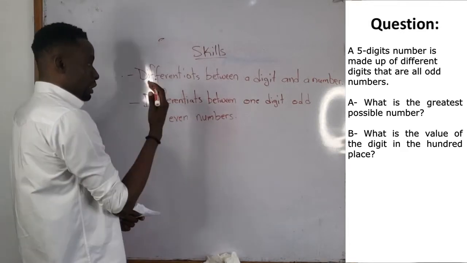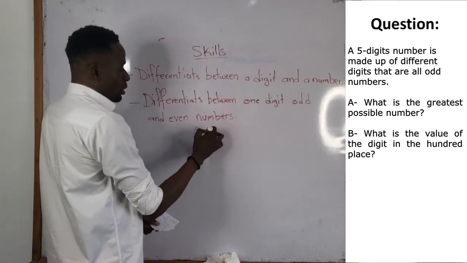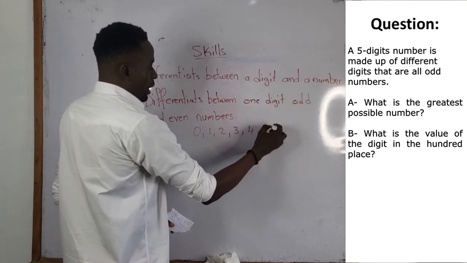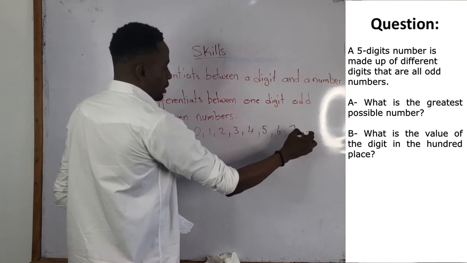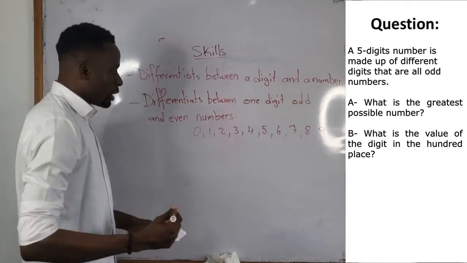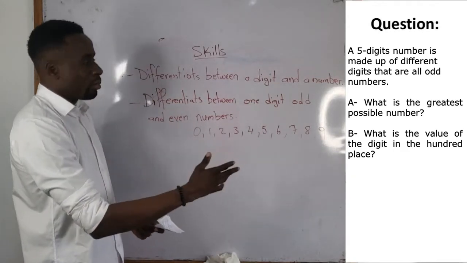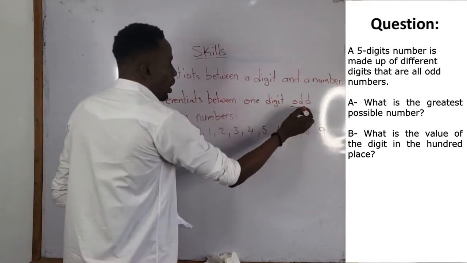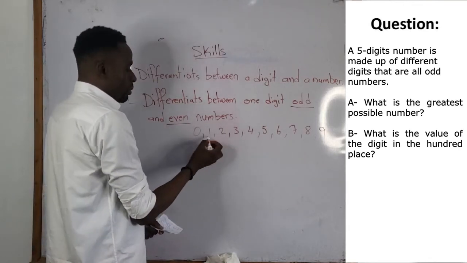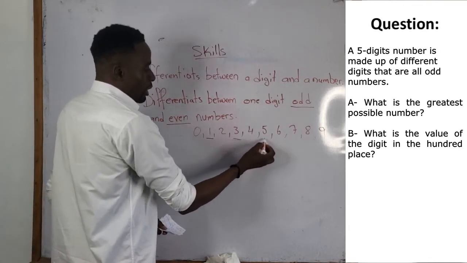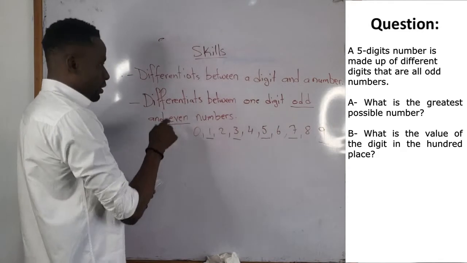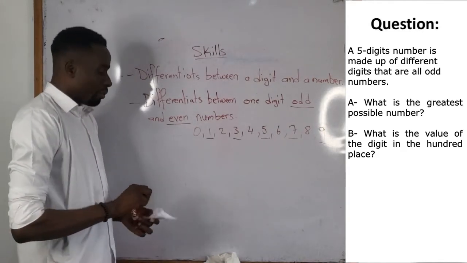We know that we have digit numbers which are 0, 1, 2, 3, 4, 5, 6, 7, 8, and 9. These are all one-digit numbers. And within our one-digit numbers, we need to know which ones are odd numbers and which ones are even numbers. So we know our odd numbers here will be 1, 3, 5, 7, and 9. Fine, good. This is another skill a child will need to know in order to solve the problem comfortably.